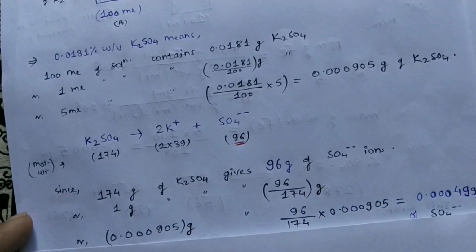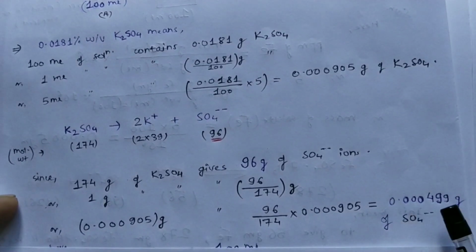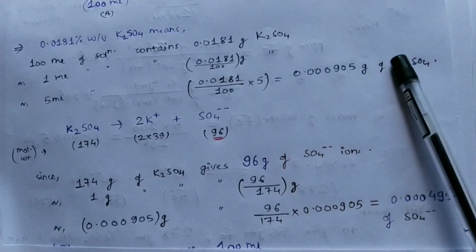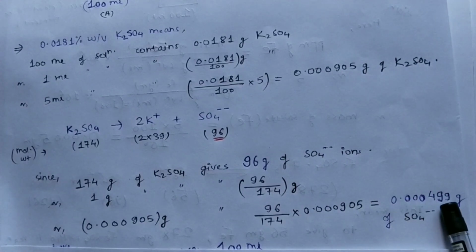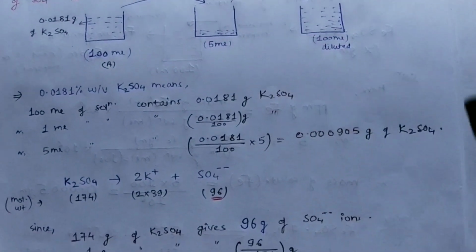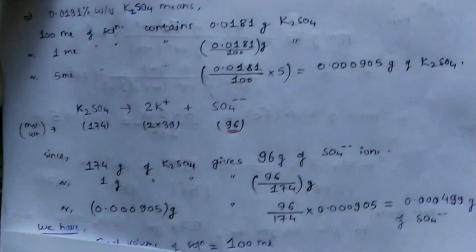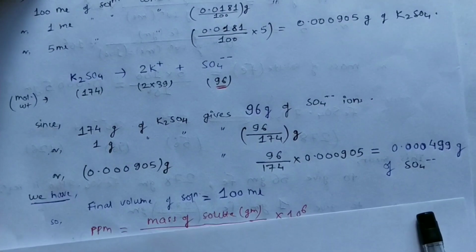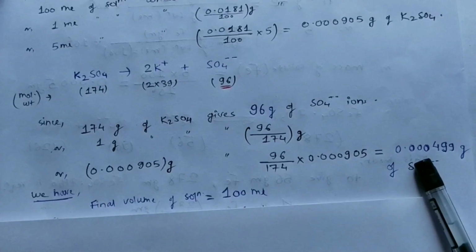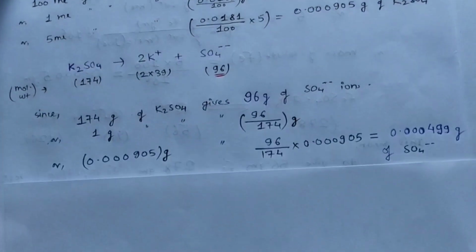Now we need to find out for 0.00905, so multiply by 0.00905, then how much will we get? 0.00499. This means 0.00905 gram of potassium sulfate contains 0.00499 gram of sulfate ion. This means in this final beaker you have this much amount of sulfate ion present. Okay, now you have the mass in grams of sulfate ion in the final solution, and you know the final volume of solution, that is, diluted to 100 ml. So that is the final volume.